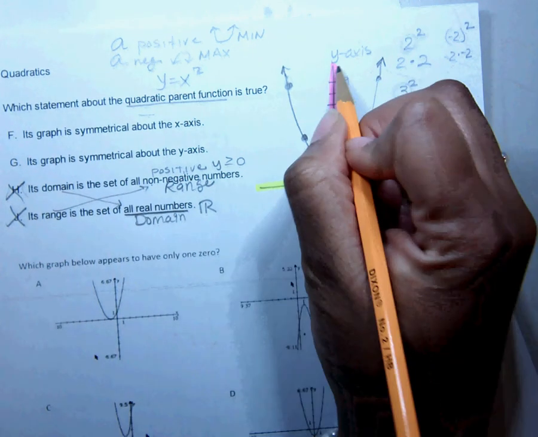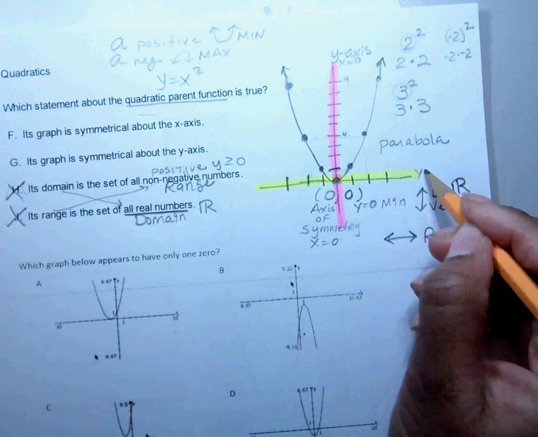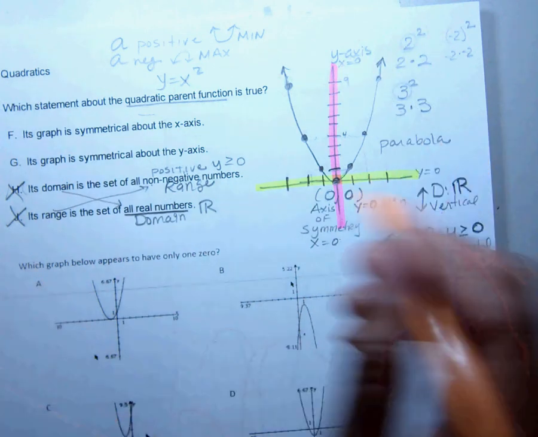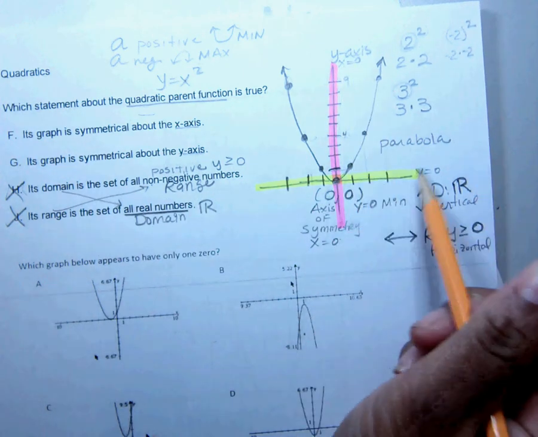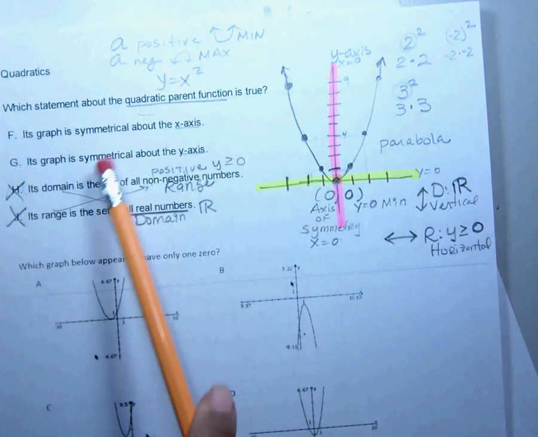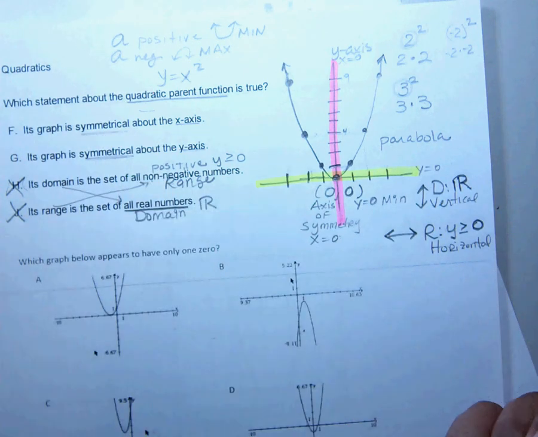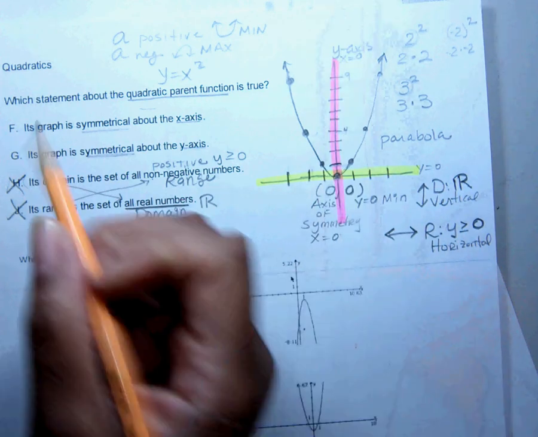We know that this is x equals 0, and we know that this is y equals 0. But it says the x-axis and the y-axis, not x equals 0 and y equals 0. So what cuts it in half? That's what it means by symmetrical. Which axis cuts it in half? And this is the axis of symmetry, so the y-axis cuts it in half.